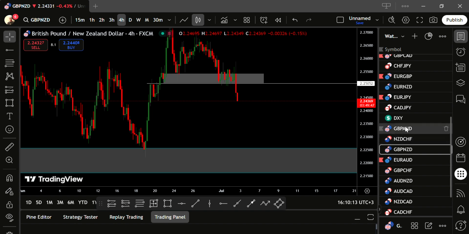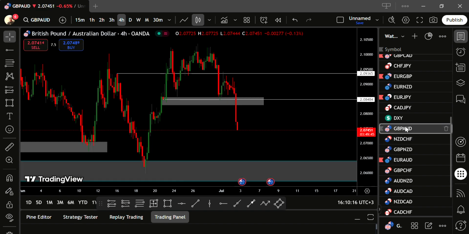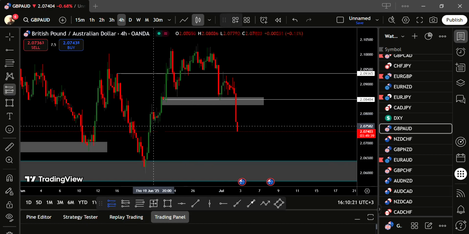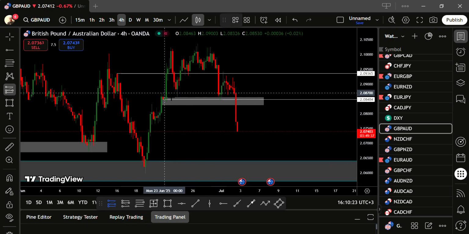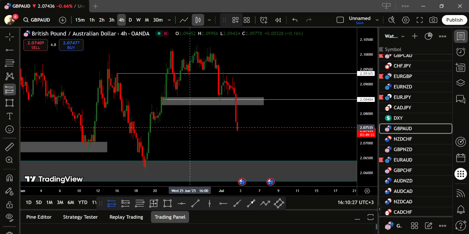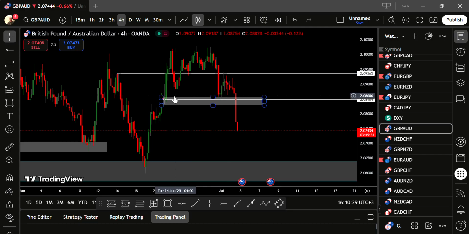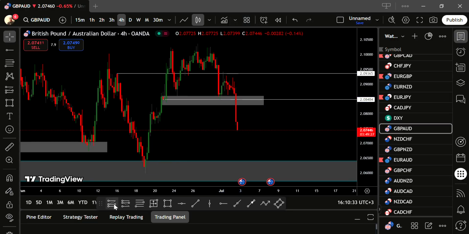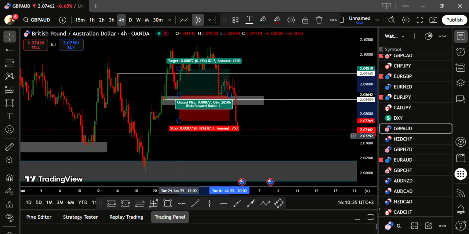So we have GBP AUD. This one here gave us a 1:2. You see? No, this one was a rally, base, rally. And then this one was not marked well. Let me first move here. This was a rally, base, rally. Mark it well like that. So price came, rally, base, rally.